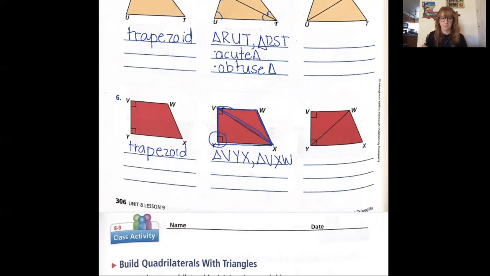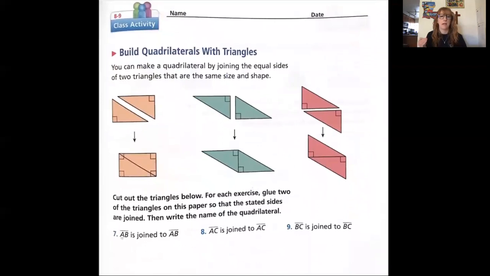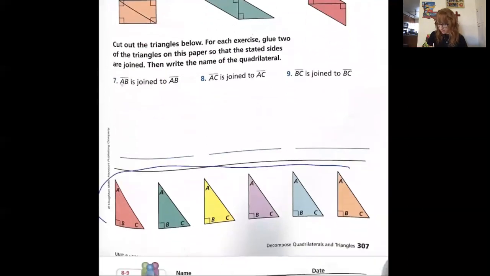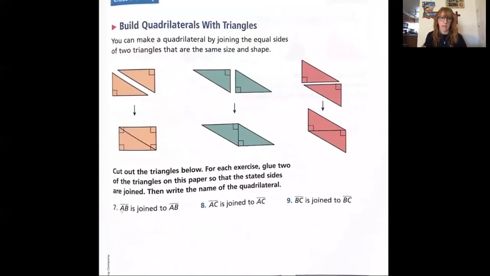Okay, now looking at building our own quadrilaterals with angles. What you're going to do is cut these triangles out at the bottom, and then follow the directions on how they want you to put them together. So if we take a look here, I'll label these so that you can see what we mean when we say join. We'll do ABC, and this would be A, this would be B, and this is C.